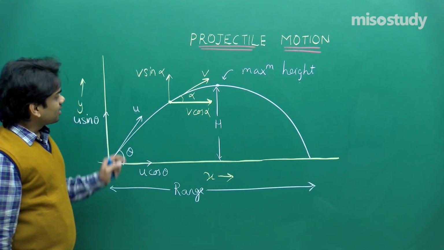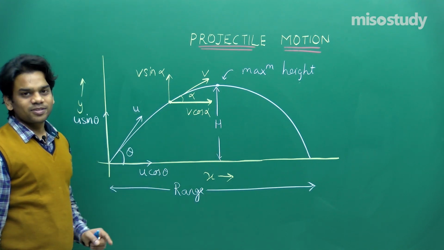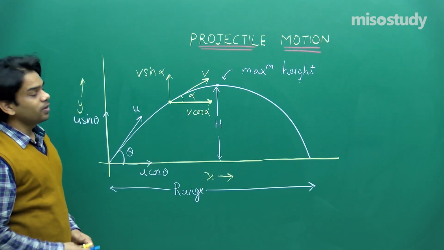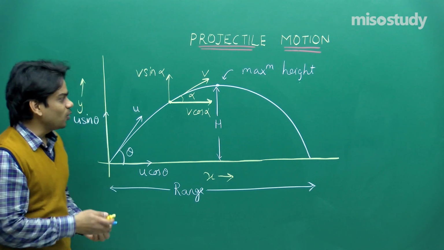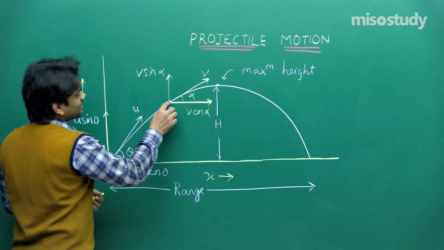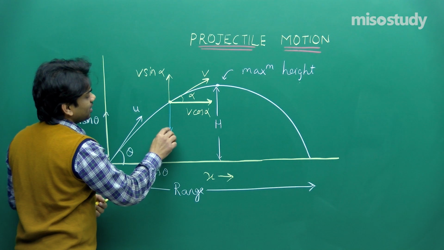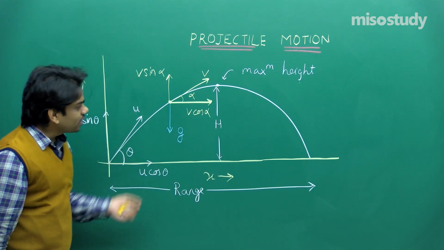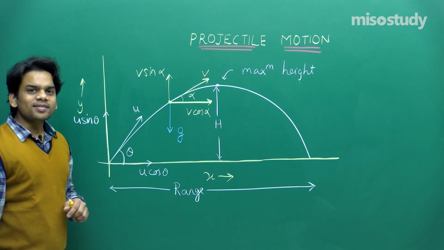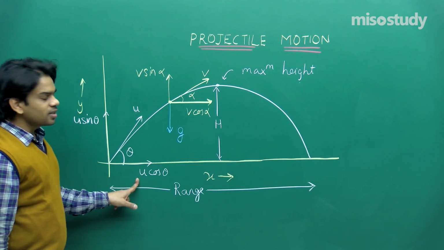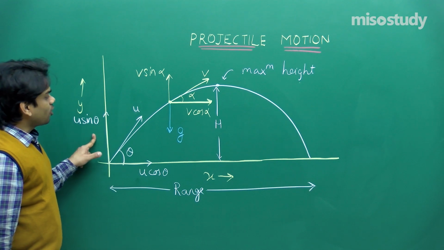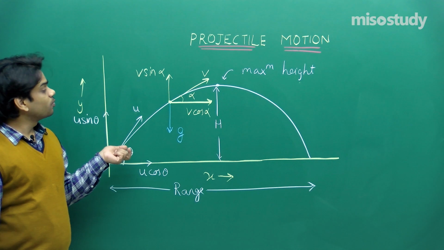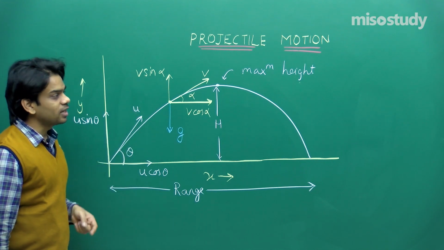Now see the acceleration acting on this particle. The only acceleration acting on the particle will be g, acting downward. I am marking the acceleration due to gravity, and it acts only along the vertical downward direction. So all the things are clear to us. The initial velocity is u cos theta along the x direction and u sin theta along the y direction, and the only acceleration in this motion is the acceleration due to gravity, vertically downward.